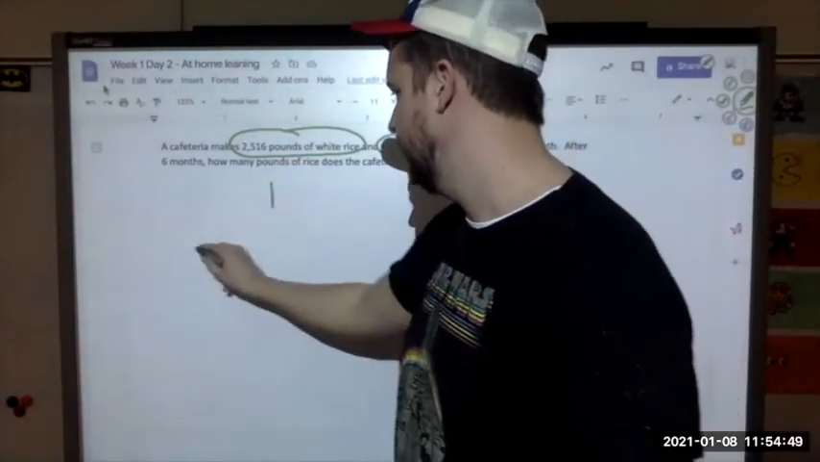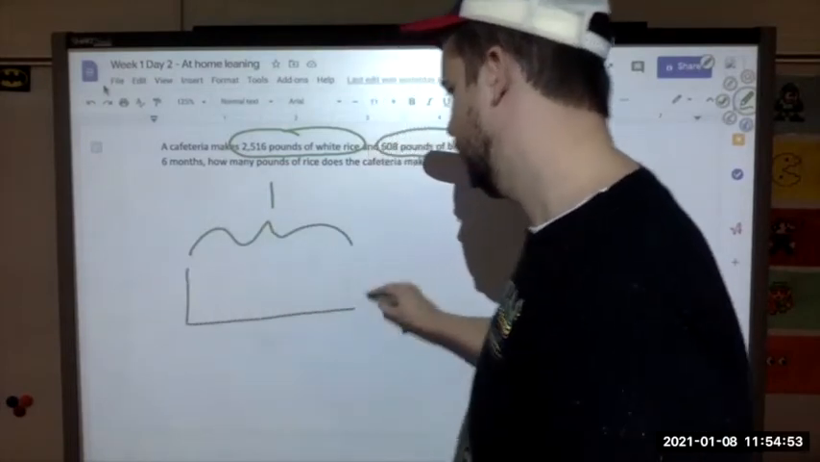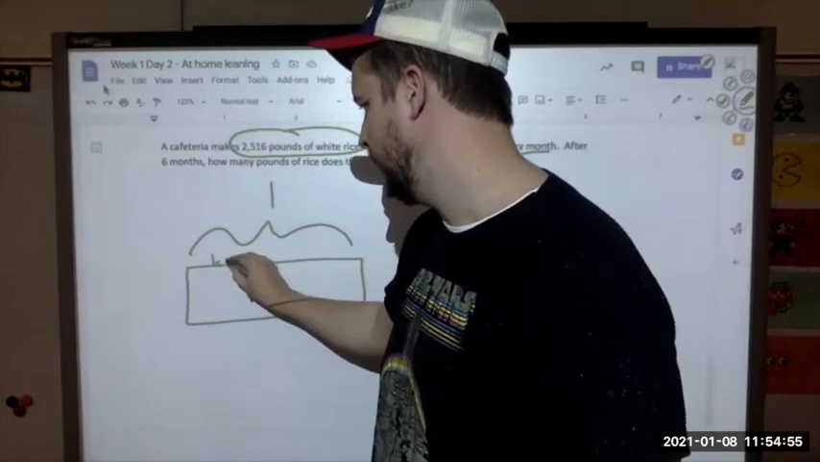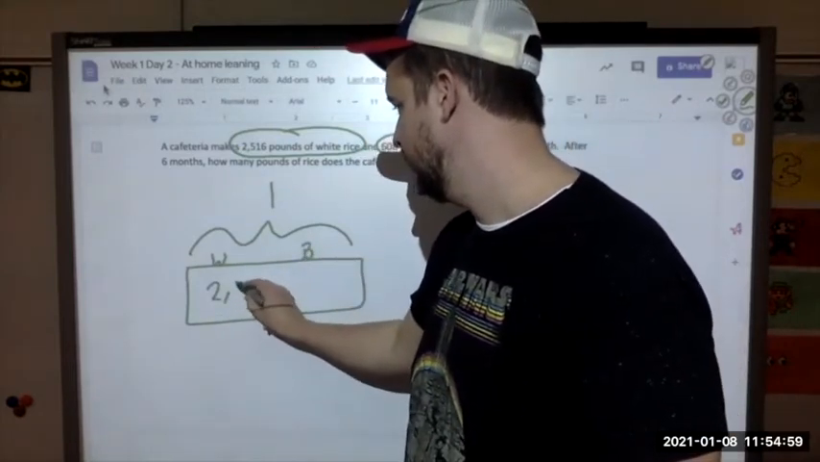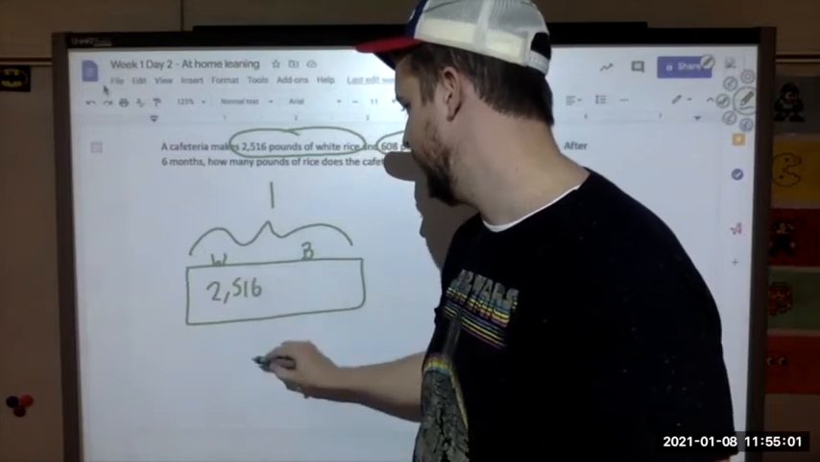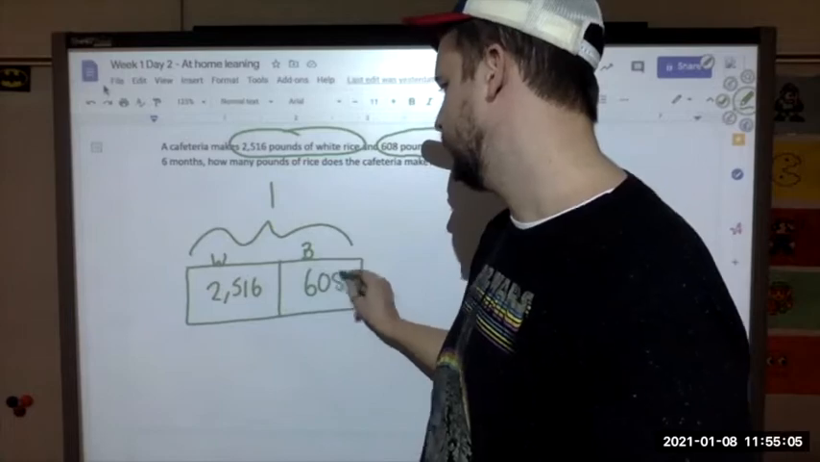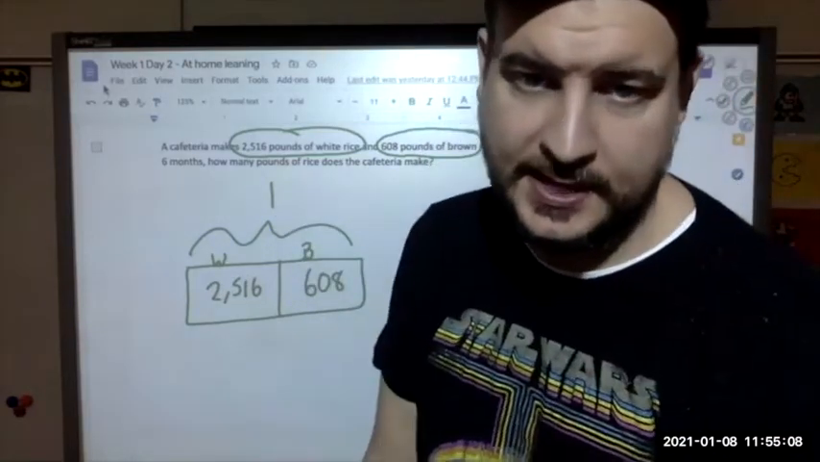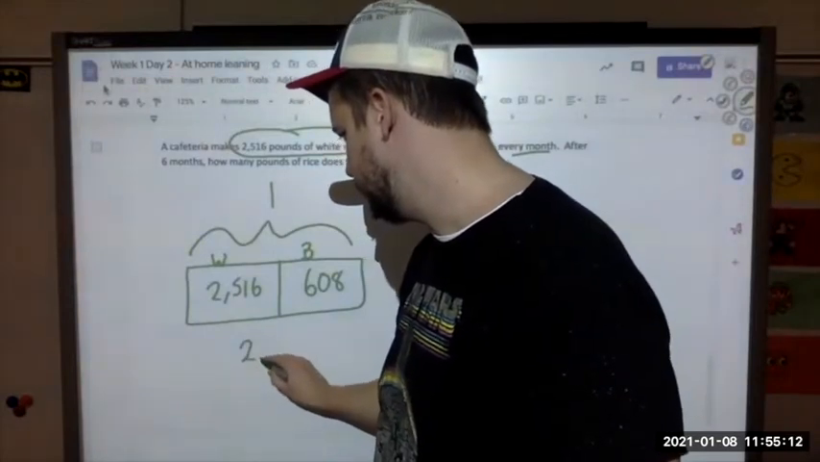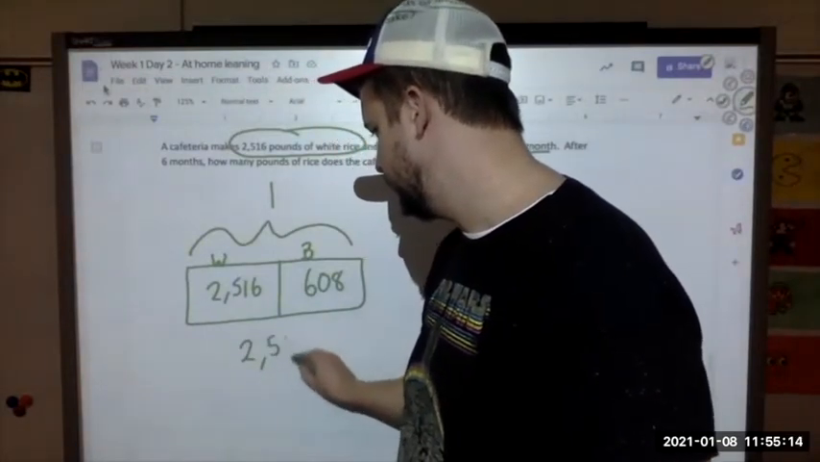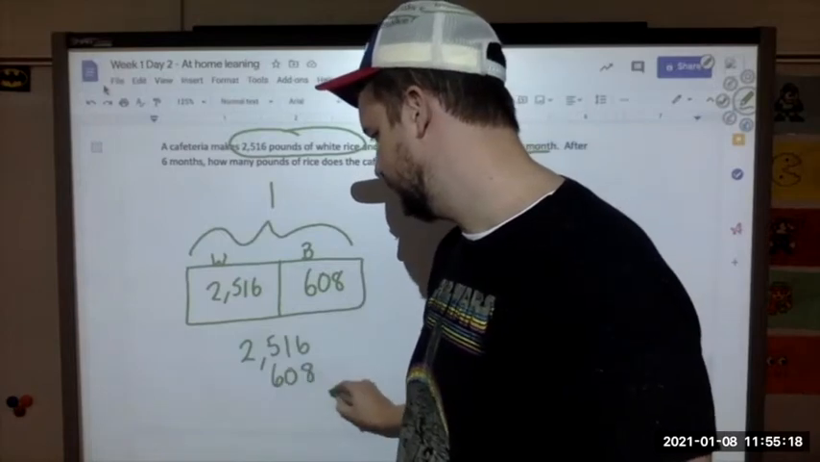1 month, we have white rice, brown rice, 2,516 pounds, 608 pounds. So we need to figure out how many pounds of rice that is. All right, so I'm going to add these up. 2,516 pounds, 608 pounds.